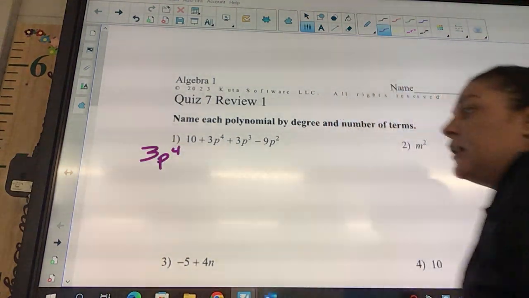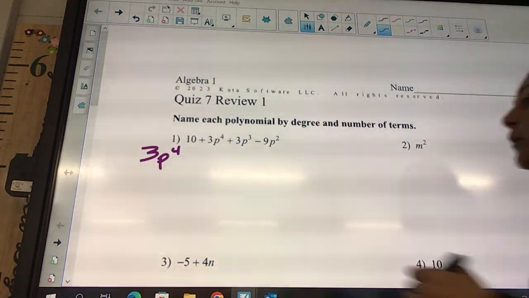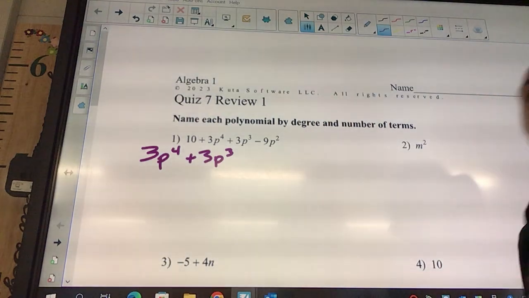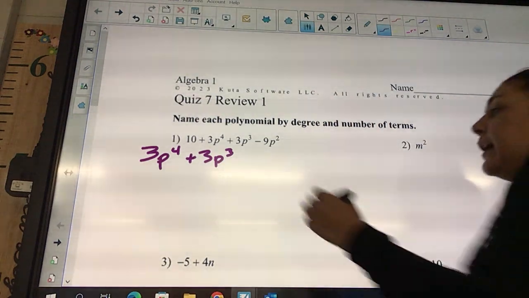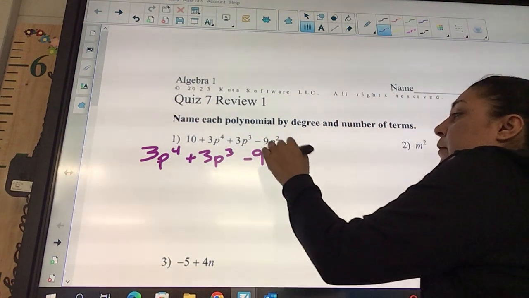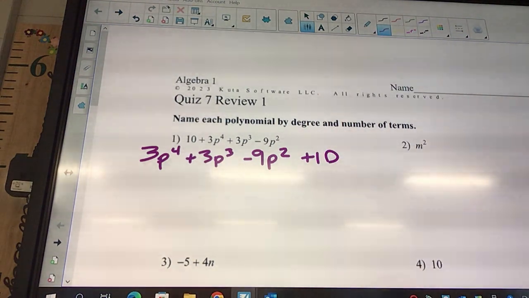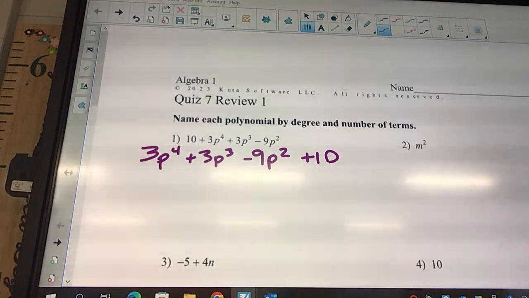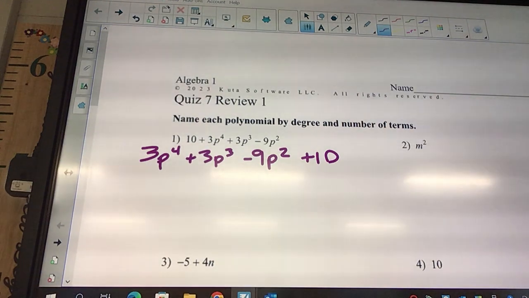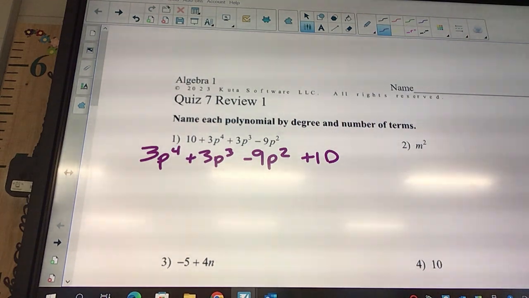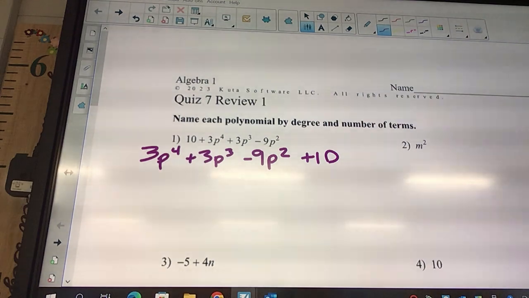Okay, and then what's going to come next? 3p3. Okay, and then what? Negative 9p2. And then the 10. What happened to the p1, or just the p? There isn't one. So when there isn't one, skip it and go to the next lowest one, okay? If there's no p3, then don't write p3, okay?